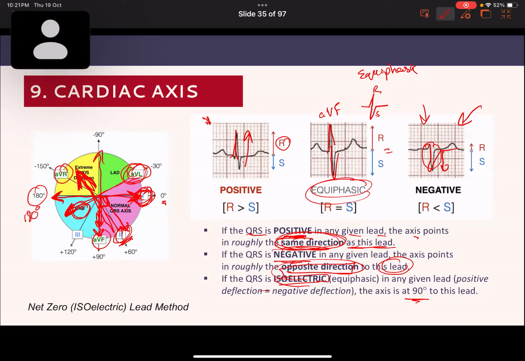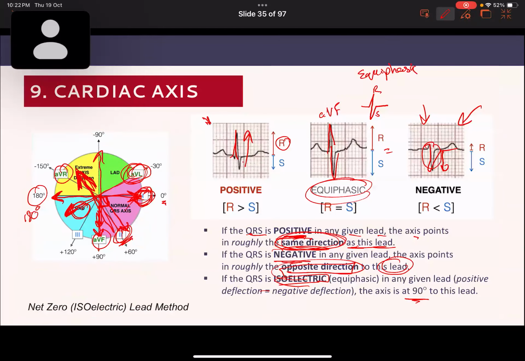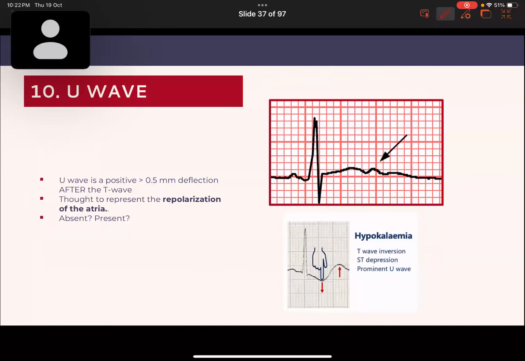Thus, the main and most basic point about this is to remember that the normal axis deviation is between -30 and 90 degrees. And I think that the quadrant method is much easier than this net zero lead method. We're going to do some practice questions on it later in MCQs, okay? I hope this helped you understand it better. Yes, thank you. No problem.